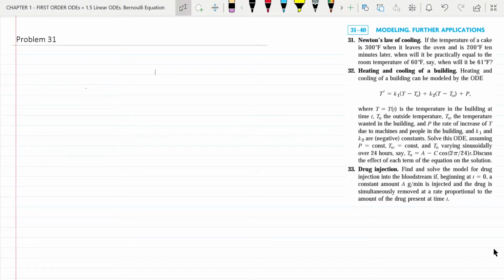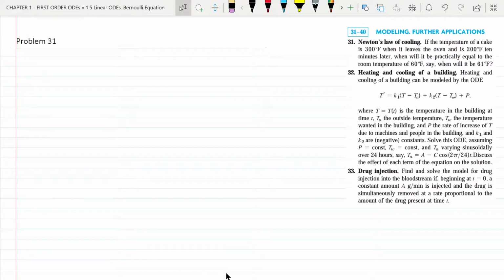Problem 31 is about Newton's law of cooling. The statement reads, if the temperature of a cake is 300 degrees Fahrenheit when it leaves the oven and is 200 degrees Fahrenheit 10 minutes later, when will it be practically equal to the room temperature of 60 degrees Fahrenheit? Say, when will it be 61 degrees Fahrenheit?